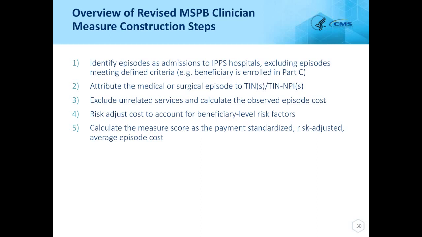That episode cost will be risk adjusted to take into account differences in beneficiary characteristics pre-existing to when a clinician has seen the patient. And then lastly, we'll calculate the measure, essentially looking at the ratio of how much cost was grouped to an episode, or the observed cost, in relation to the expected cost predicted from risk adjustment. This ratio would be averaged across all episodes attributed to a clinician to essentially give your measure score, and then we multiply that by national average observed costs to scale this ratio into dollar figures. Next slide, please.